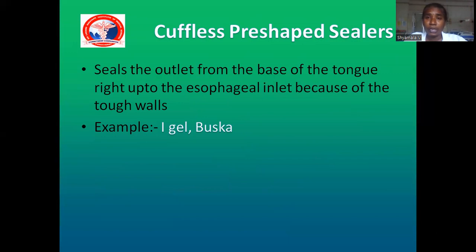And then there are cuffless pre-shaped sealers. So one is cuffed sealers and the other is cuffless pre-shaped sealers. Here it seals the outlet from the base of the tongue right up to the esophageal inlet because of its tough wall. Examples are i-gel and Baska mask. Here the preformed shape is already there, and you insert this i-gel into the base of the tongue and fit it into the esophageal inlet. Because of the tough plastic wall, it will go and fit the inlet without any leak.